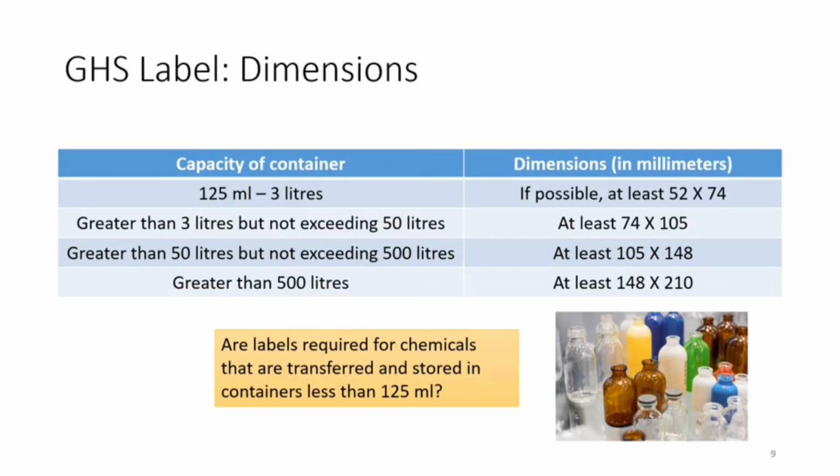There's also requirement on how big the chemical product labeling should be. The general rule of thumb is that larger bottles require larger labels. Here you will notice from the table that the smallest container is actually 125 ml. So are labels required for chemicals that are transferred and stored in containers less than 125 ml?